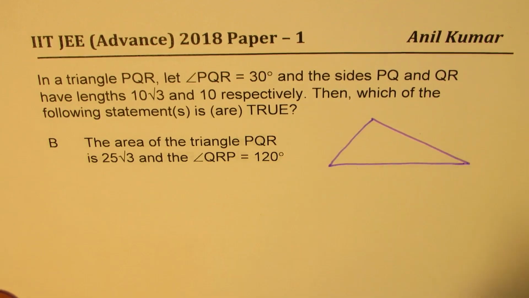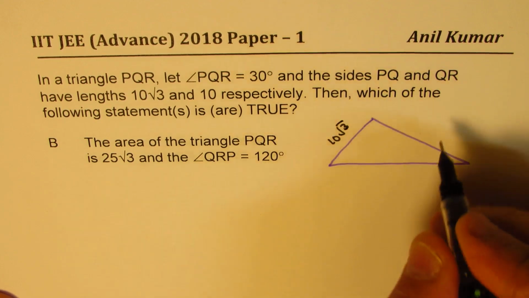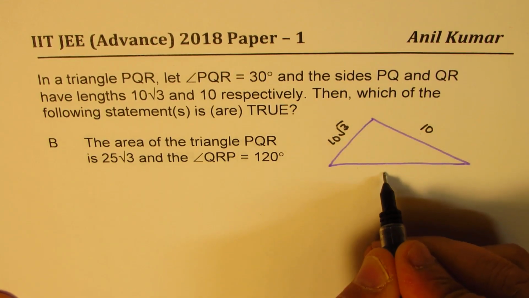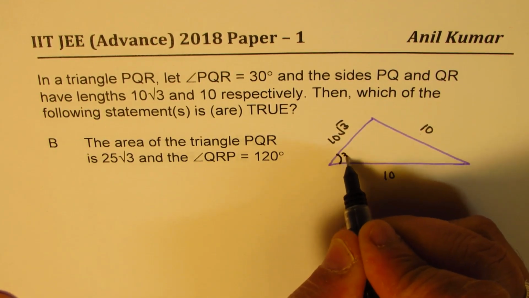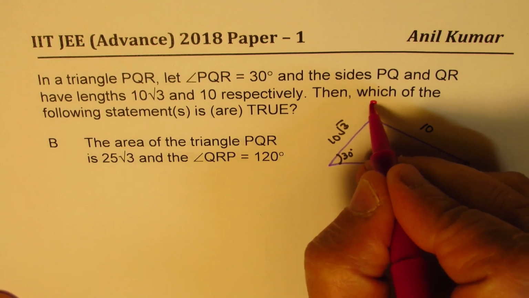All right, so we got the triangle. We are saying this is 10 square root 3. This we found also is 10. This is 10. This is 30 degrees. Now the sides are P, Q, and R.